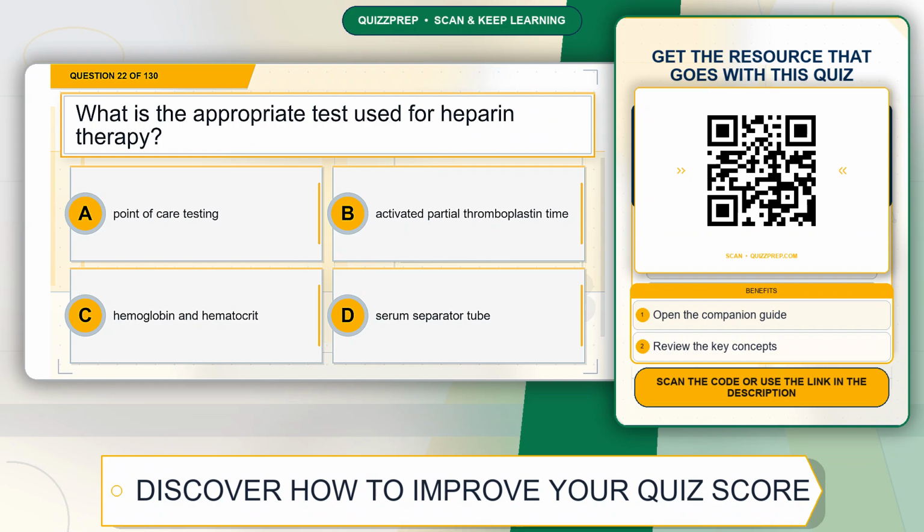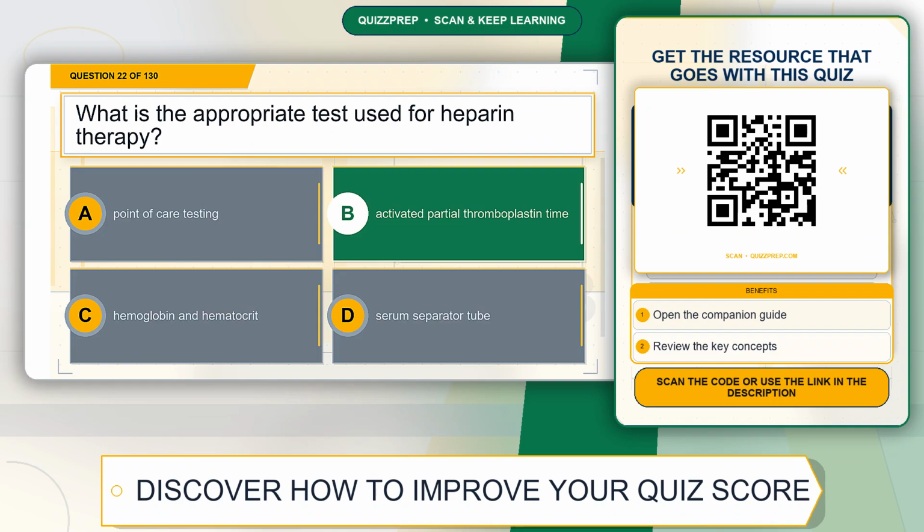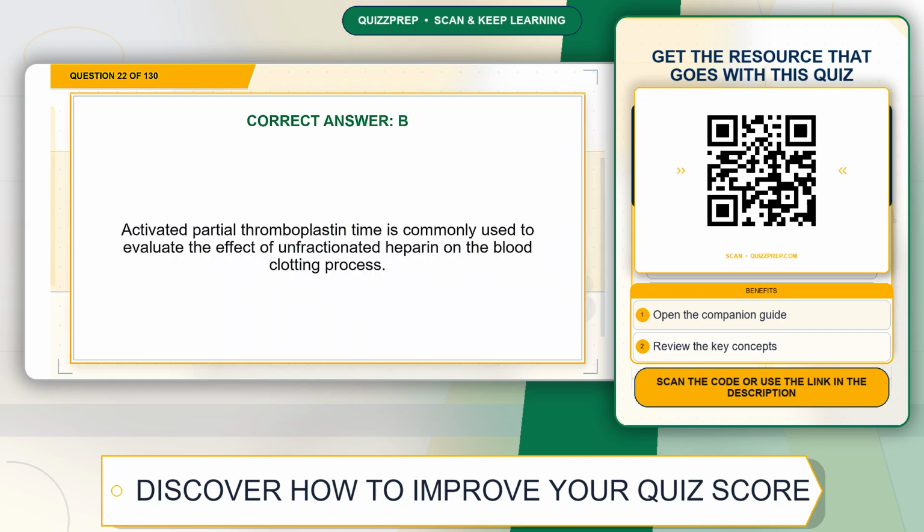Option D, serum separator tube. The correct answer is option B, activated partial thromboplastin time. Explanation. Activated partial thromboplastin time is commonly used to evaluate the effect of unfractionated heparin on the blood clotting process.